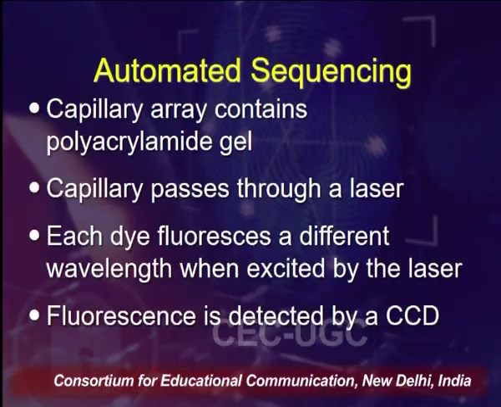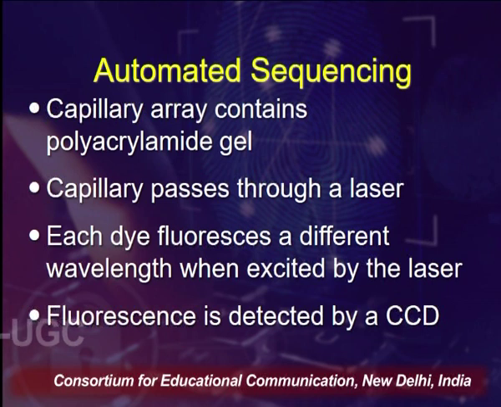After the gel electrophoresis, we have to go for the sequencing of the DNA. There could be automated sequencing, where we use a capillary array containing polyacrylamide gel. The capillary passes through a laser. Each dye fluoresces at a different wavelength when excited by the laser, and the fluorescence is detected by the CCD. This way the capillary gel electrophoresis occurs.